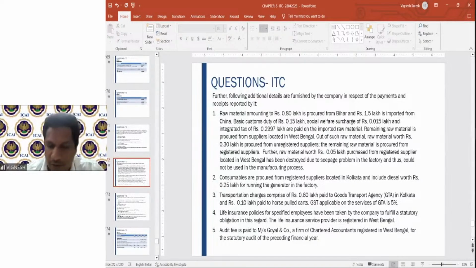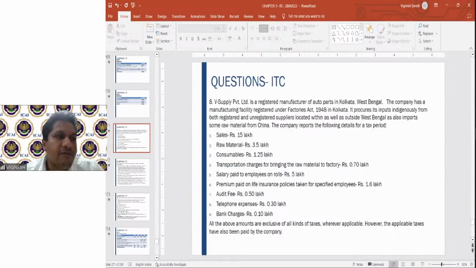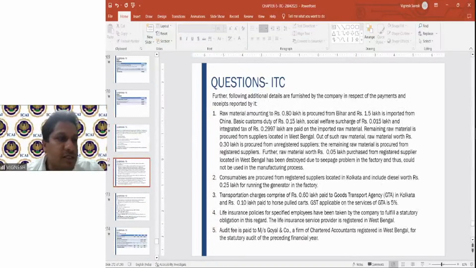So first, what you have to do is work out the raw material part. 3,50,000 is the raw material. Out of this, 80,000 is purchased in Bihar. Then 1.5 lakhs is imported from China. So you are left with 1.2 lakhs. The remaining raw material is procured from suppliers located in West Bengal. Out of such raw material, 0.3 lakhs is procured from unregistered suppliers. So in our working, for unregistered suppliers, no ITC will come. Just write that. Then he is also telling that 0.05 of the raw material purchased from a registered supplier is destroyed. So this also ITC will not come, because it is Section 17(5).